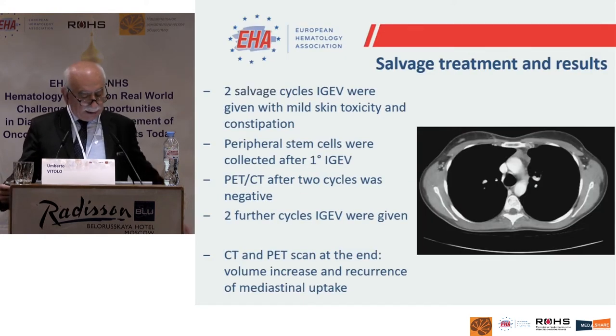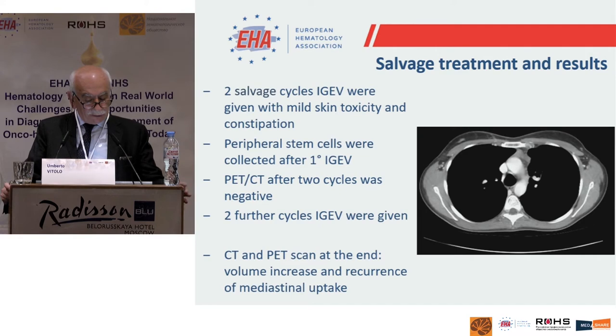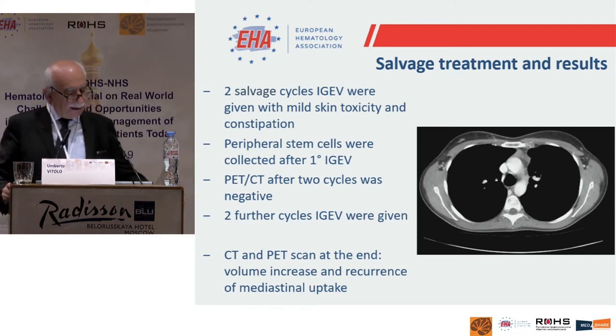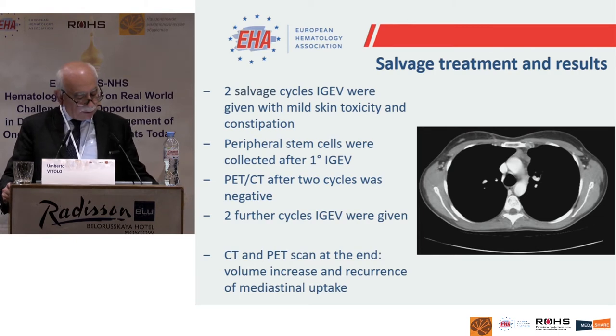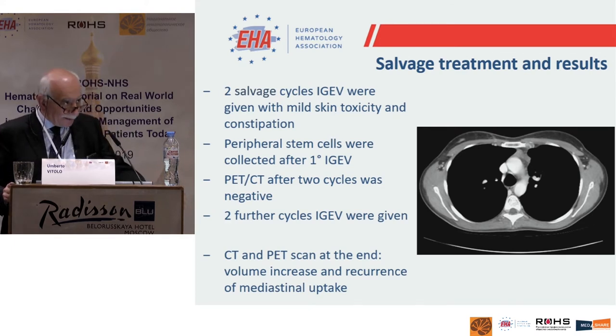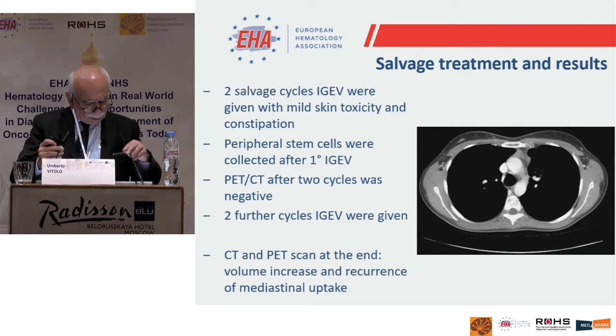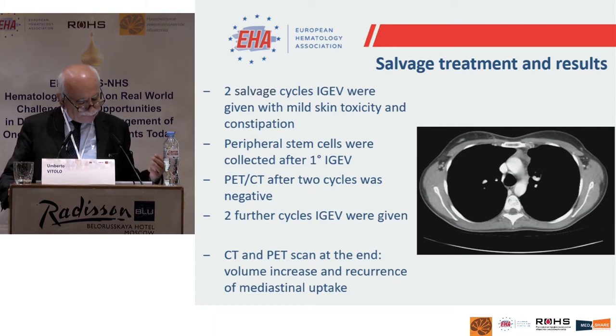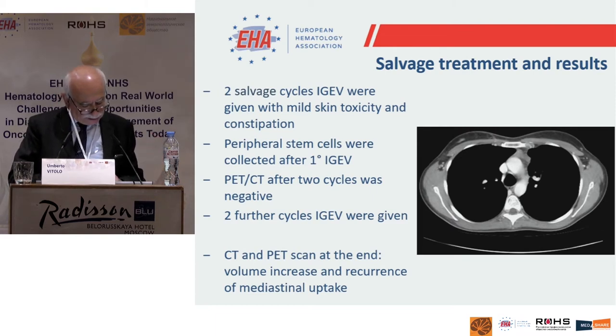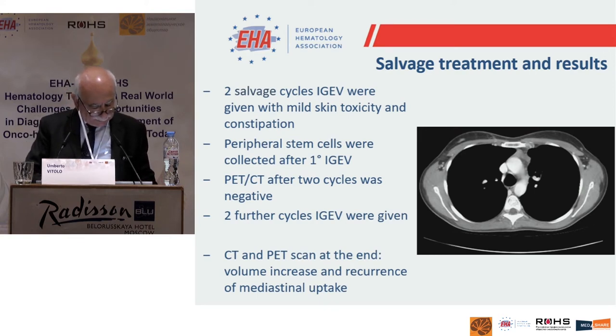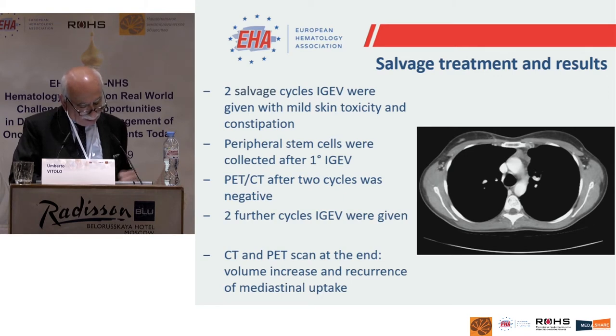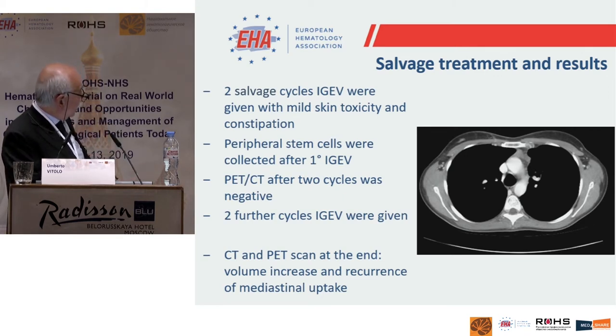So that was the plan that we gave. Two salvage cycles of ifosfamide, gemcitabine, etoposide, vinorelbine were given with mild skin toxicity and then constipation. We collected peripheral stem cells after the first courses. The PET-CT after the first two courses was negative, so we were very glad to have a PET negativity, and so we gave two further courses of IGEV to the patient. However, the CT at the end of the four courses of salvage chemotherapy showed again an increase in the mediastinum, in the same areas that were involved by the disease in the beginning, and the PET-CT was positive again, so there was a reuptake in the same area.